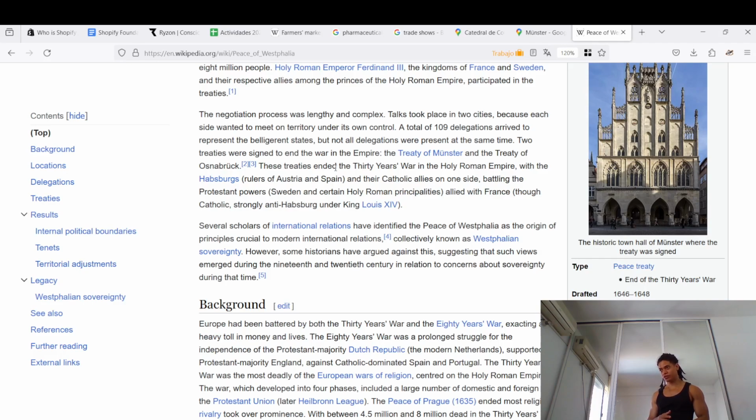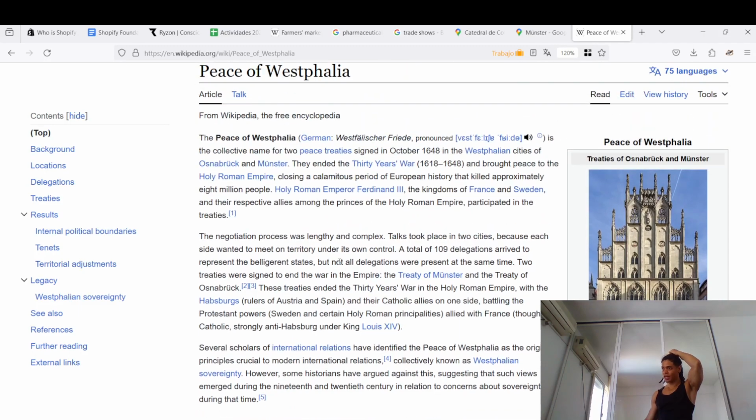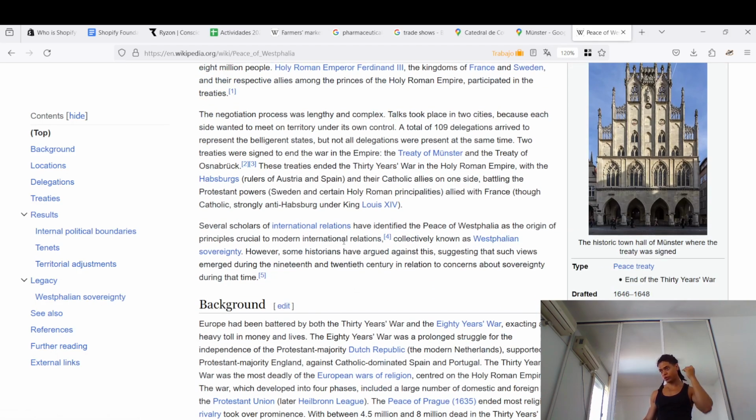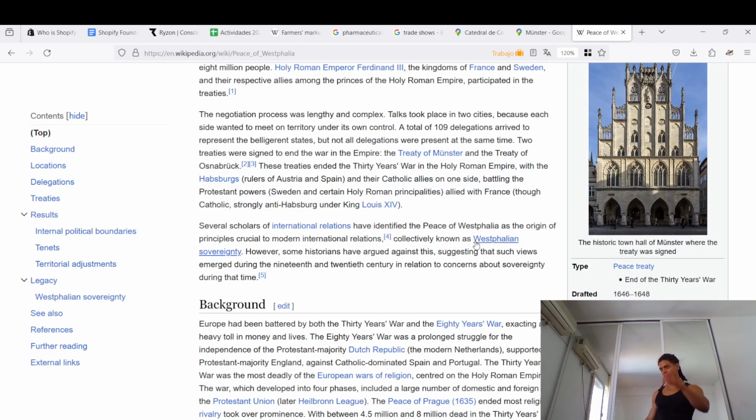That the land was only inherited. Exactly. And this is what actually formed the concept of sovereignty. Several scholars in international relations have identified the Peace of Westphalia as the origin of principles crucial to modern international relations, collectively known as Westphalian sovereignty.